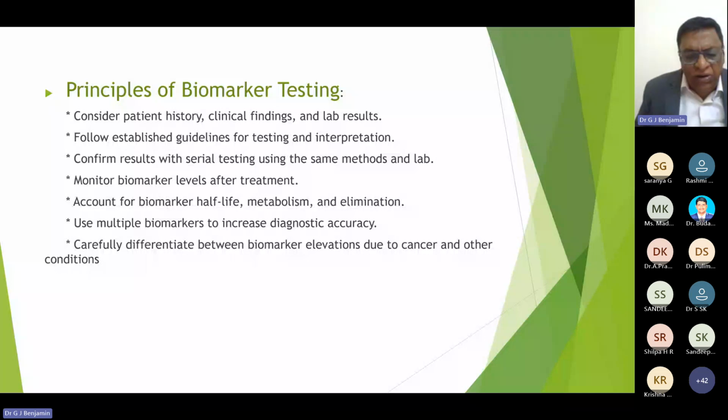Now, how to do biomarker testing. Number one, you should carefully take the history, clinical findings, and lab results, and follow established guidelines for testing and interpretation. The most important thing is to confirm the results with serial testing using the same method and the same lab. Don't go for some other lab, because sometimes it varies from one lab to another, from one method to another. So confirm, then monitor the biomarker levels after treatment. Account for biomarkers' half-life, metabolism, and elimination. Use multiple biomarkers to increase diagnostic accuracy. Carefully differentiate between biomarker elevation due to cancer and other conditions.